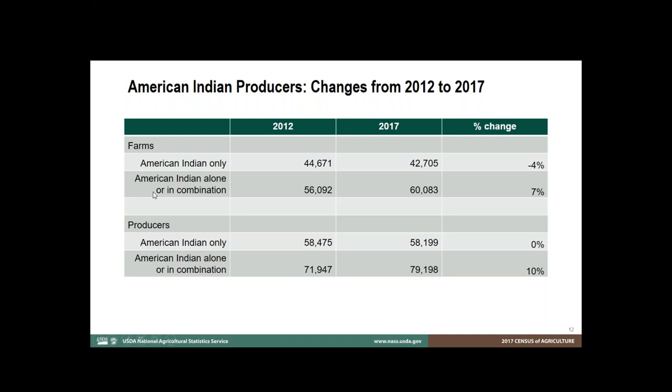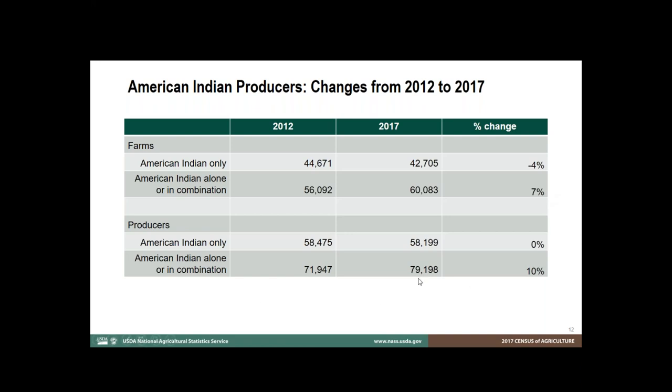farms and ranches. So we can look at two ways of looking at how the numbers change for American Indians from 2012 to 2017. We can look at the number of farms, and you can see where farms for where people reported being only American Indian, there was a small decrease in the number of those farms. There was an increase in the number of farms where any of the producers reported being American Indian, regardless of whether they reported another race. So that was up about 7%. Overall, across all farms in the U.S., the number of farms went down about 3% from 2012 to 2017, to put those numbers in context.